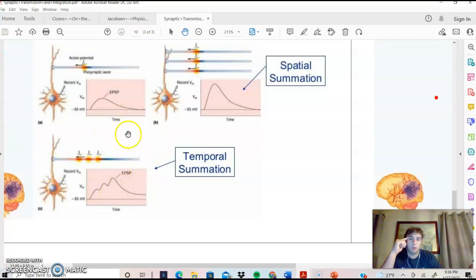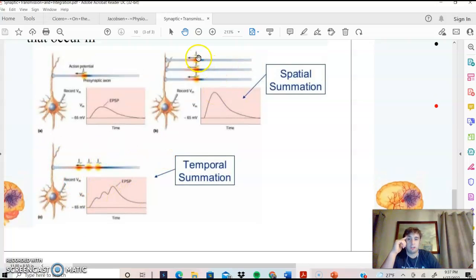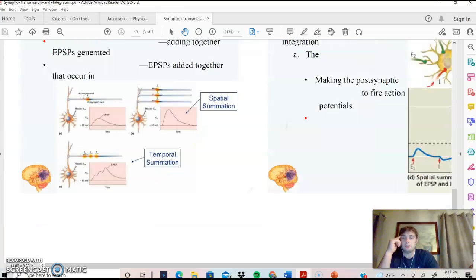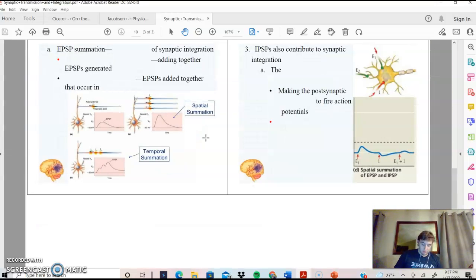So temporal, you'll see, is just a speedy firing of neurotransmitters to reach the chemically gated channels and to continually fire at a more rapid pace. Where spatial is you're sending multiple at the same time. She seemed really like, wow, the brain is amazing that it can do that. I don't know why, but she really was.